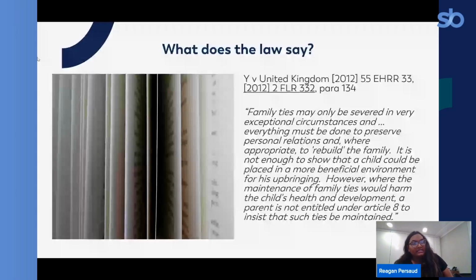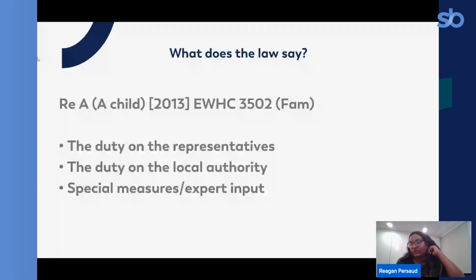Now, I think this case is really important because, as I say, it set the tone for what then became quite a lot of case law on the issue of working with parents with learning difficulties. Remember the sentence, right? It's not enough to show that a child can be placed in a more beneficial environment for the upbringing, and everything must be done to preserve personal relations. So how does that then apply to what the courts have said about parents with learning difficulties in care proceedings and how they should be supported?